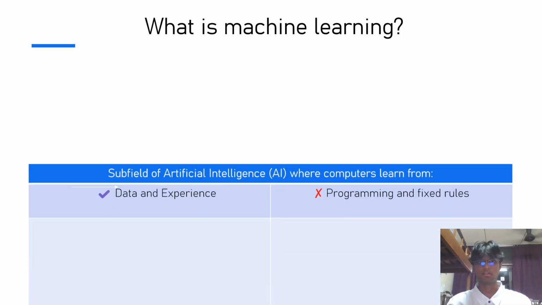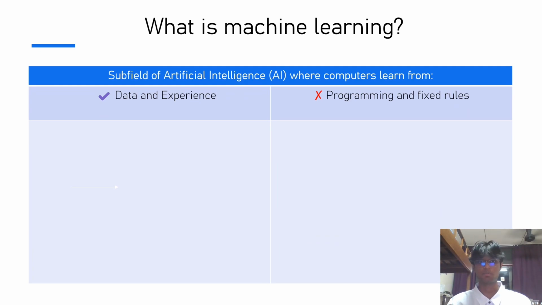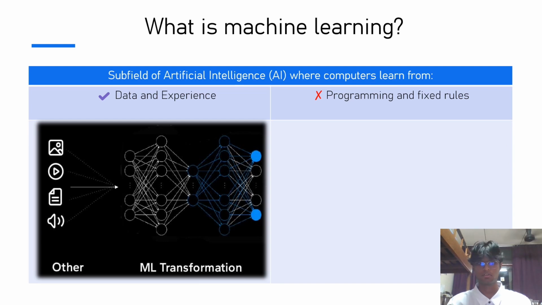So what is machine learning? Machine learning is a subset of artificial intelligence where computers learn from data and experience instead of being programmed to obey fixed rules.